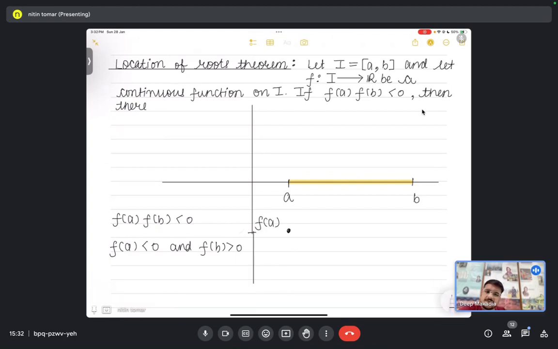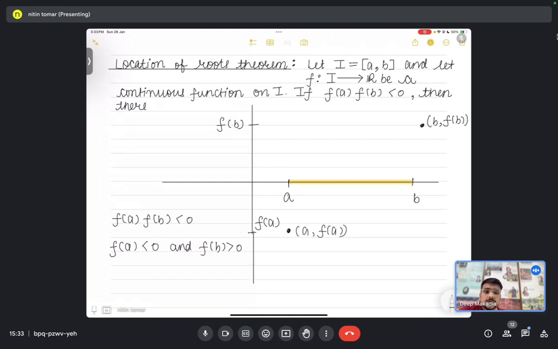As it is negative, f of a is somewhere down on the negative y-axis. And f of b should be somewhere on the upper half, in the first quadrant, like this. Now you try to picturize it. I want to draw a graph which goes from this point b comma f of b to this point a comma f of a.